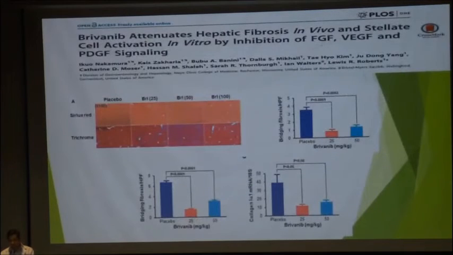The other drug which has been used is brivanib, which is an inhibitor of the FGF as well as the VEGF and PDGF growth factor signaling. This study had shown that brivanib, when given at doses of 25 mg per kg or 50 mg per kg, showed a reduction in bridging fibrosis. As you increase the doses of brivanib, there was an increase in adverse effects, hence the 100 mg dose was not used in this scenario.